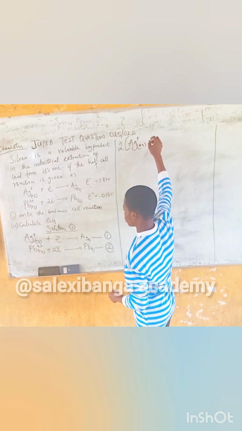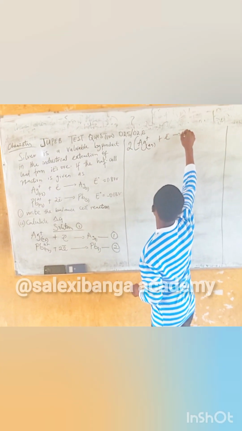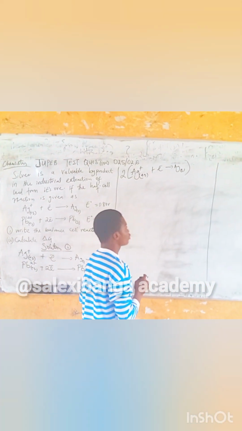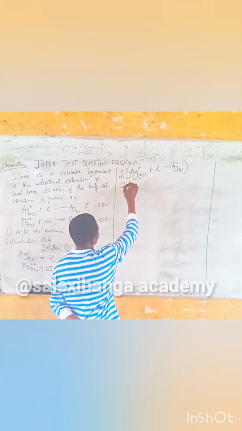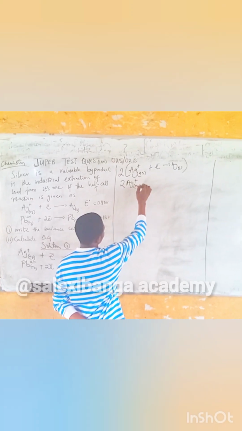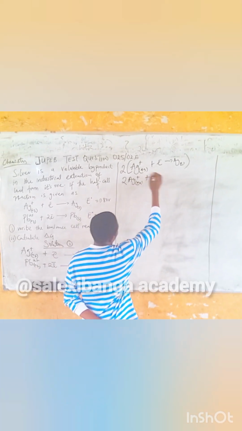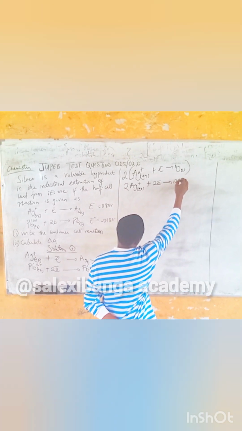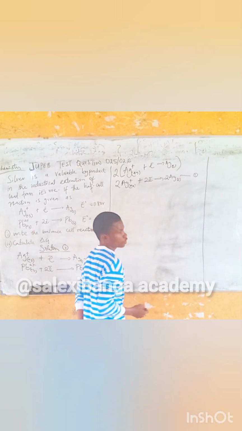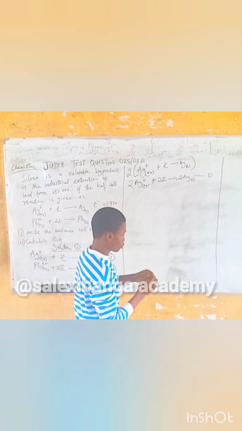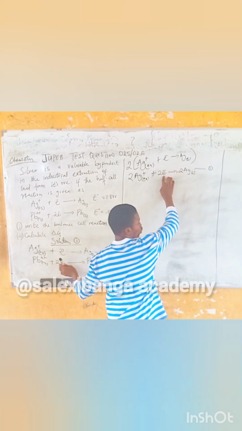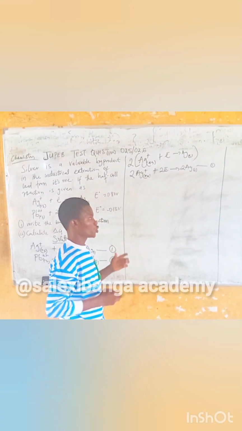So we have 2Ag+ plus electrons, equals Ag solid. This 2 is multiplied to everything inside the bracket. So this should be resolved to 2Ag+ plus 2 electrons to give me 2Ag solid, because of the 2 multiplied. So this is my new equation 1, because I'm trying to balance the electrons. If you now compare equation 1 and equation 2, electrons here is 2, here is also 2. So we have 2 electrons on the two equations.